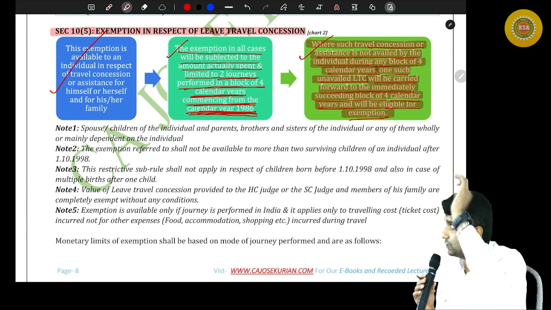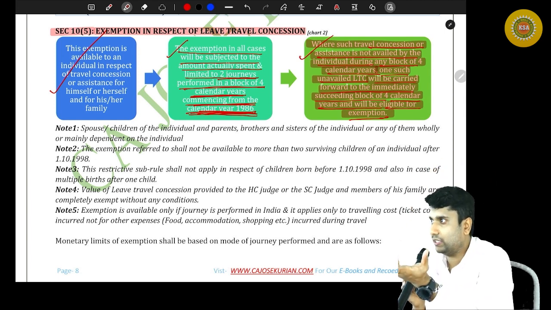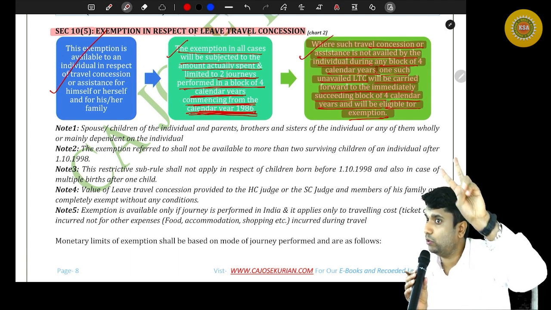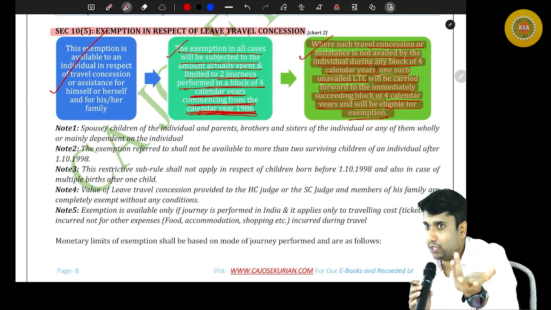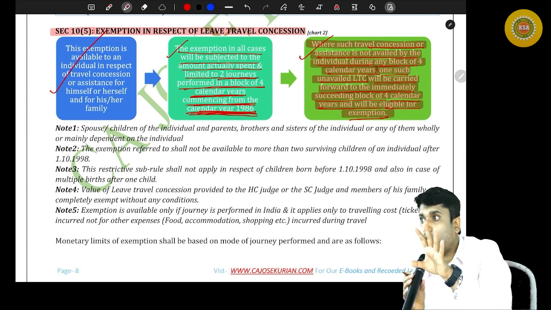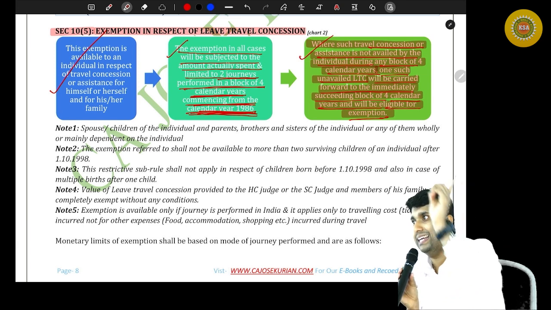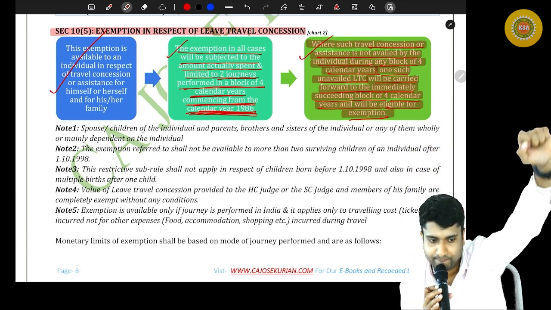So 3 things we have learned. Either you yourself or your family members can go for this and enjoy the benefit and claim the exemption. Number 2, you can perform up to 2 journeys in a block of 4 calendar years. Number 3, in a block, if you are not performing any journeys, then you can carry forward 1 out of that 2 to the immediately succeeding block. Are you all with me?